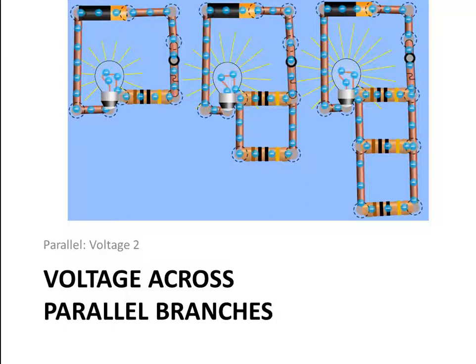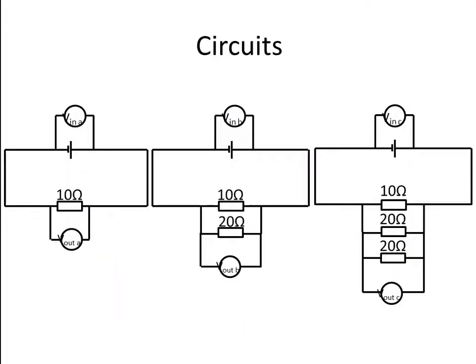How does the potential difference across different branches in a parallel circuit compare with one another? We're going to build these 3 circuits. Notice that in each we have one battery. You might call it one cell in each circuit.